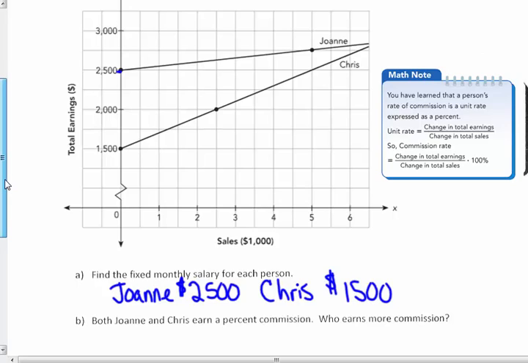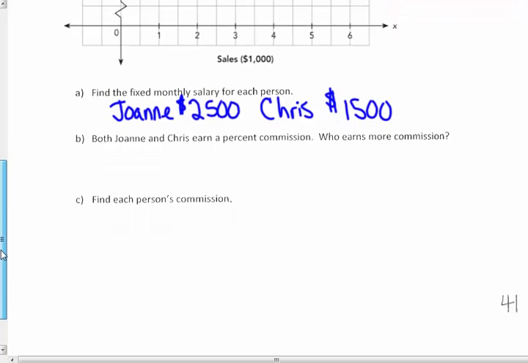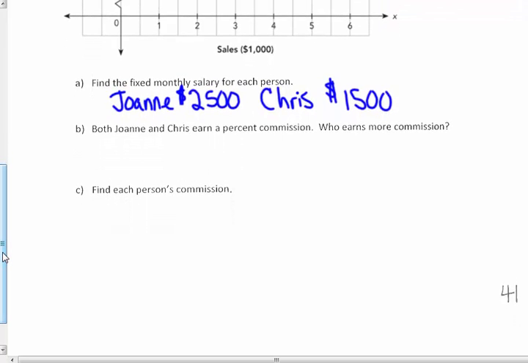Well, the commission rate is the slope, as it says here. The commission is the change in the total earnings over the change in the total sales. So it's the slope. It's the M. The percent would be times 100. So both Joanne and Chris earn a percent commission.